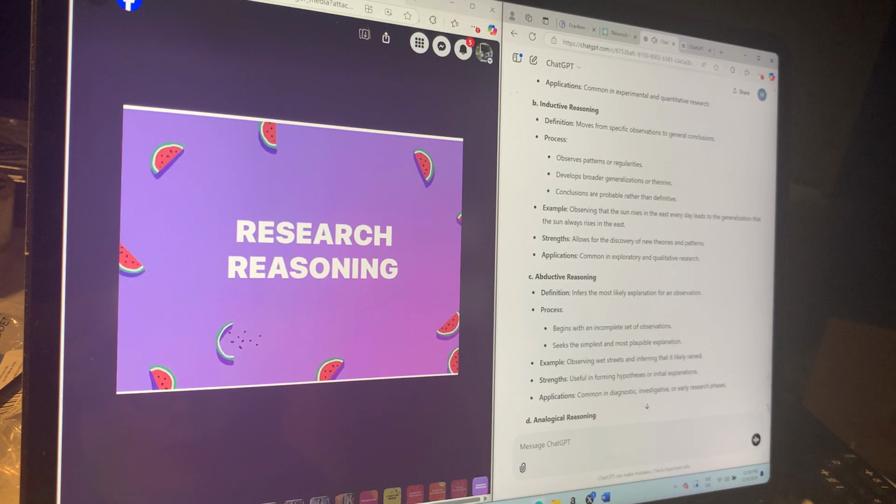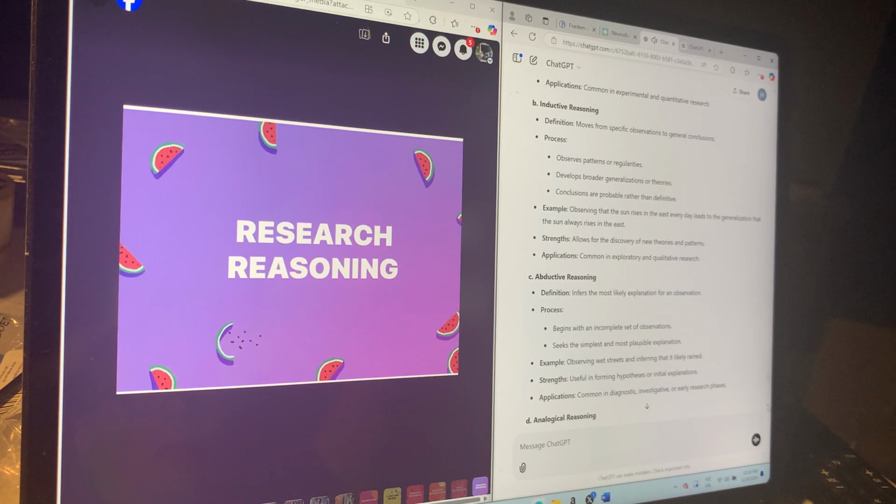C. Abductive reasoning. Definition: infers the most likely explanation for an observation. Process: begins with an incomplete set of observations, seeks the simplest and most plausible explanation. Example: observing wet streets and inferring that it likely rained. Strengths: useful in forming hypotheses or initial explanations. Applications: common in diagnostic, investigative, or early research phases.